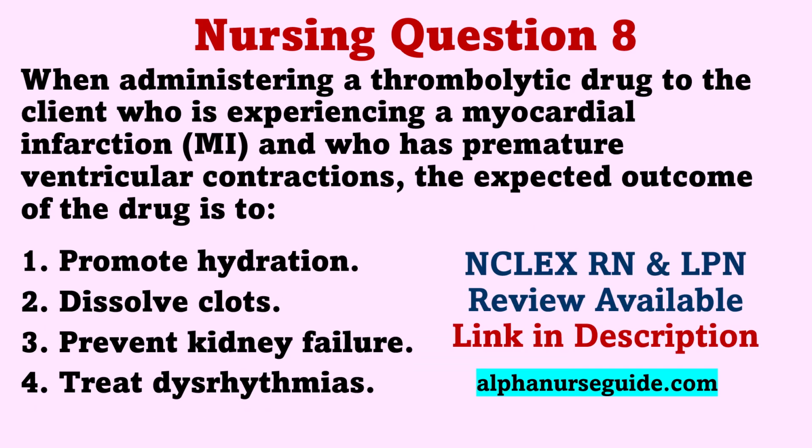When administering a thrombolytic drug to the client who is experiencing a myocardial infarction and who has premature ventricular contractions, the expected outcome of the drug is to 1. Promote hydration. 2. Dissolve clots. 3. Prevent kidney failure. 4. Treat dysrhythmias. The correct answer is 2. Dissolve clots. Thrombolytic drugs are administered within the first 6 hours after onset of an MI to dissolve clots and reduce the extent of myocardial damage.